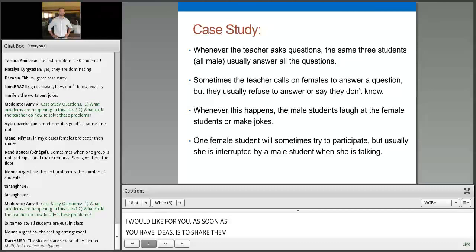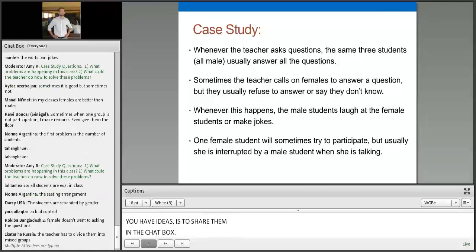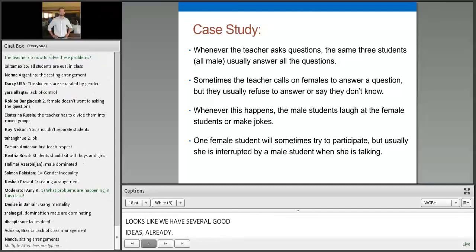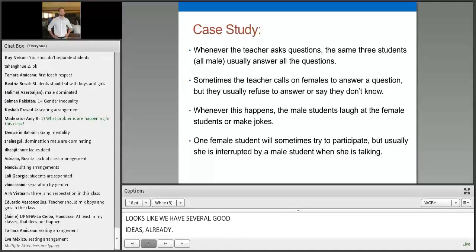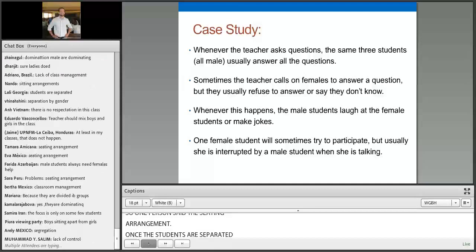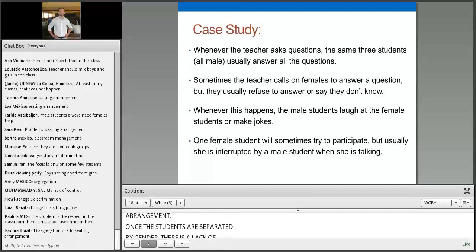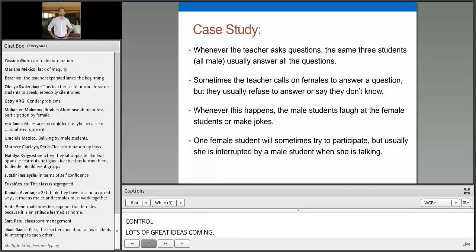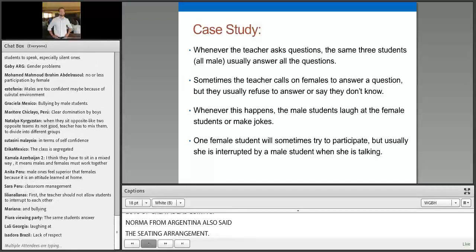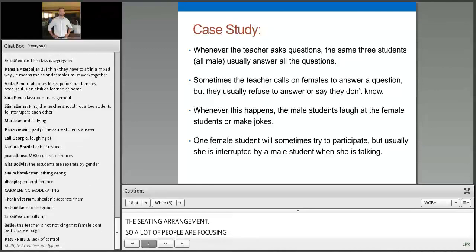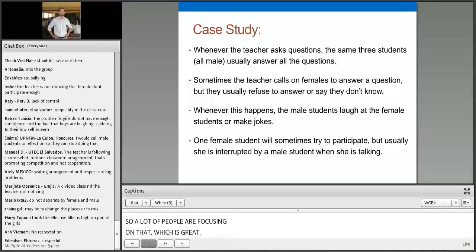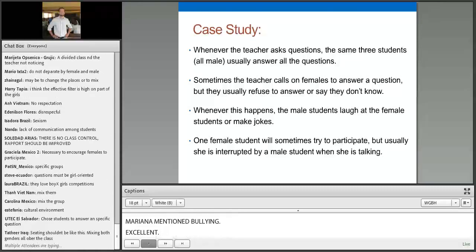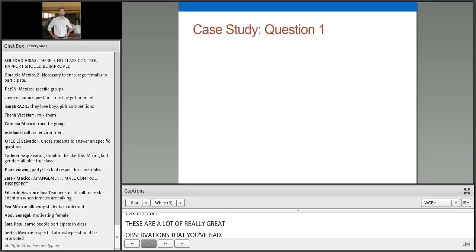Okay, everyone, looks like we have several good ideas already. One person said the seating arrangement, one said the students are separated by gender, another said lack of control. Lots of great ideas coming. Norma from Argentina also said the seating arrangement, so a lot of people are focusing on that, which is great. Clear domination by boys. Mariana mentioned bullying. Excellent. These are a lot of really great observations. You've noticed a lot of the important points.